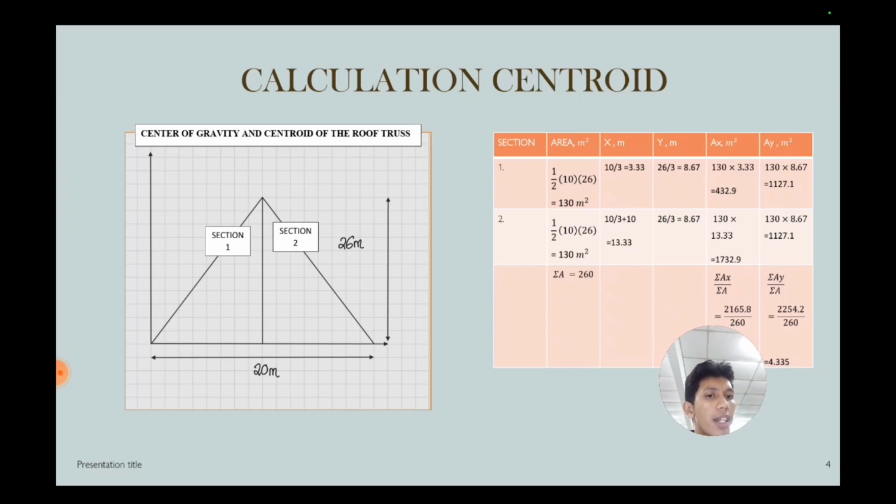Meanwhile, for the Ay value it is 130 times 8.67. Both are getting for section 1 and section 2 is 1127.1, and Ay divided by area is 4.335.